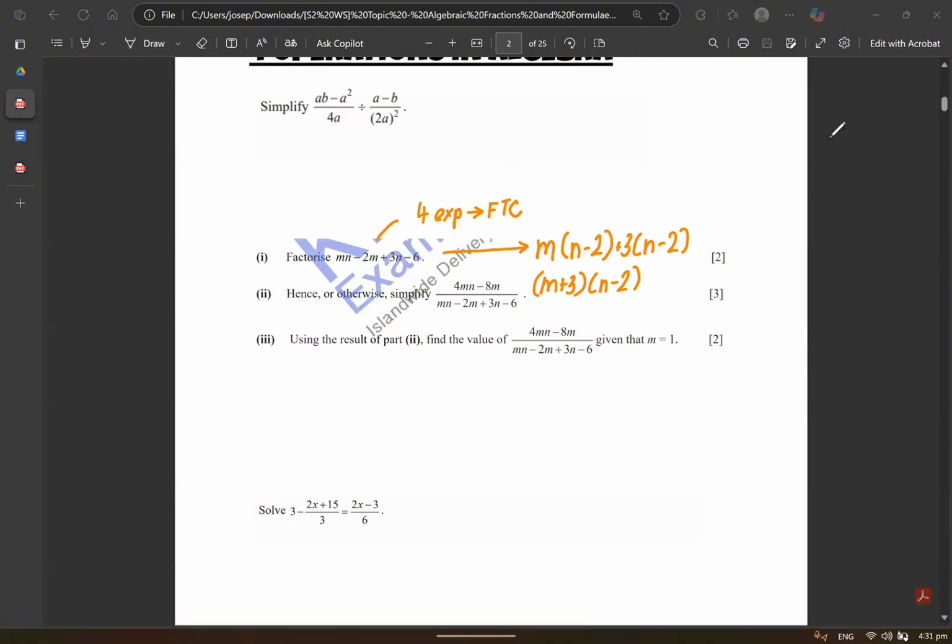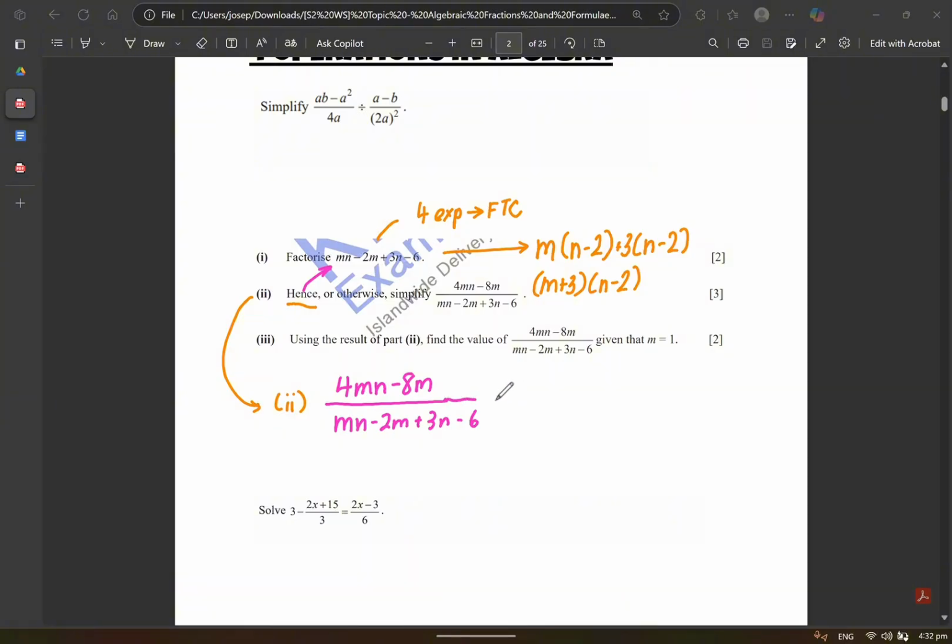Now, from here itself, you can see for part II, we have already done part I. And for part II, they say hence. This is the key word, right? The word hence tells me that I need to refer to what is above. That means, what is my answer before this, right? From here itself, you can see that 4mn minus 8m over mn minus 2n plus 3n minus 6.